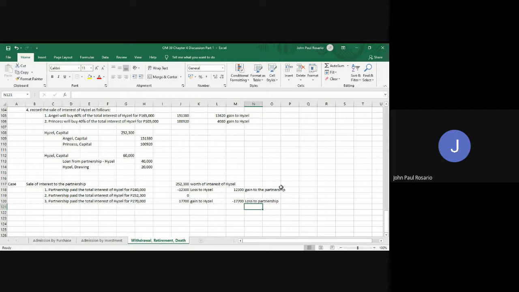So, sir, unsa man lugar na siya pag-record ayon, sir? Okay, so yan din siya. This one will be distributed to remaining partners according to their profit or loss ratio na remaining.